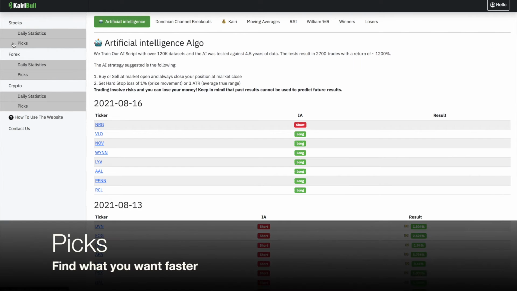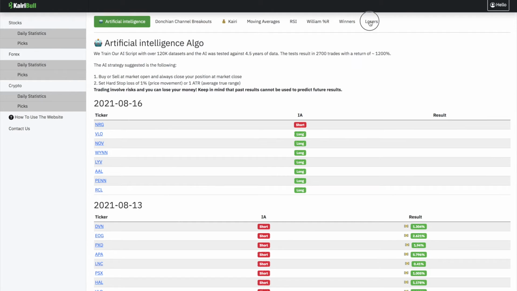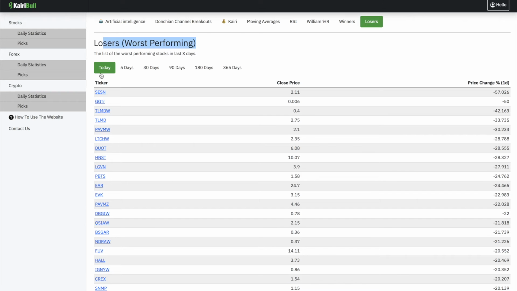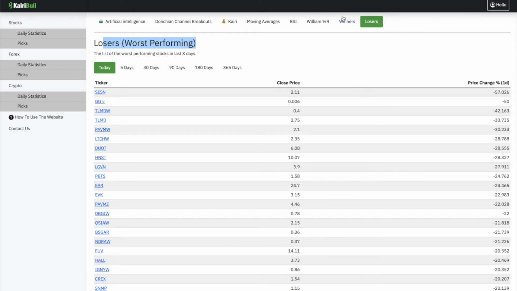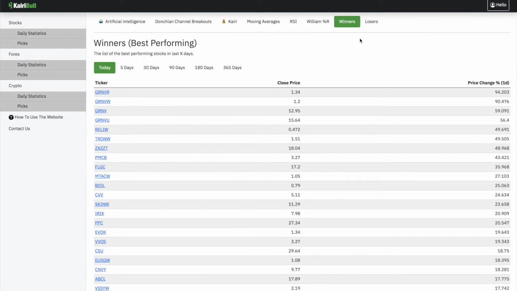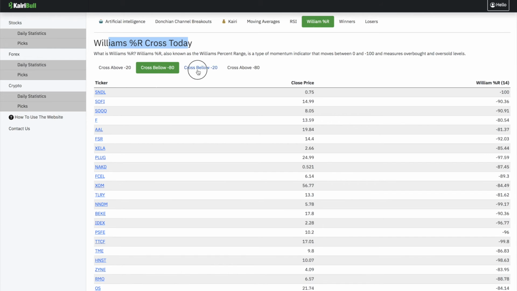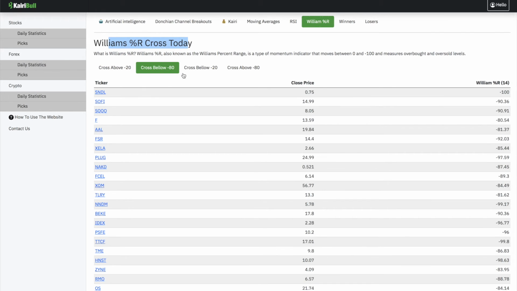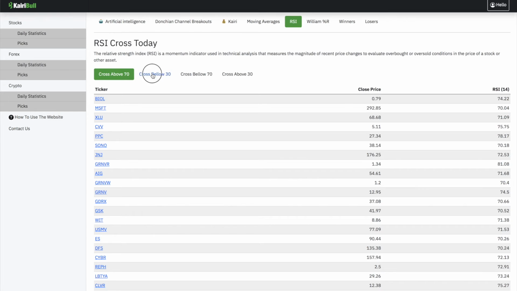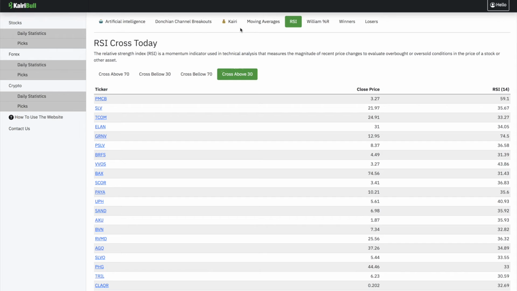But I also made this. It's basically a way to filter really fast what you can see here. Let's start through. Here are the worst performing stocks of today, 5 days, 1 year, etc. Winners, the best performing stocks. You have here Williams R crossovers, cross belows, etc. You can see, for example, what crossed above the -20, crossed below the -80, RSI cross from today, so you can trade this tomorrow.